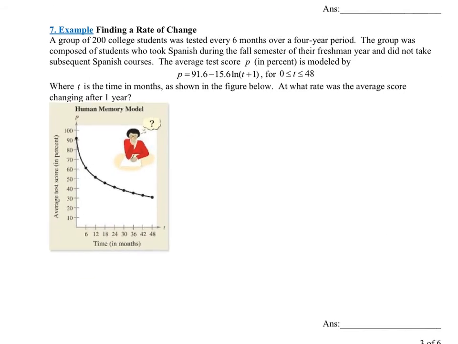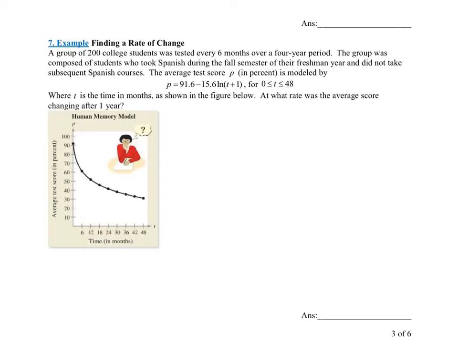Let's do some more applications. How about finding the rate of change? It says a group of 200 college students was tested every 6 months over a 4-year period. The group was composed of students who took Spanish during the fall semester of their freshman year and did not take subsequent Spanish courses. So you took Spanish 101 and then you didn't go from there on out, essentially. It says the average test score, P, which is a percent value here, is modeled by P equals 91.6 minus 15.6 natural log of T plus 1 for 0 less than or equal to T less than or equal to 48, where T is the time in months.